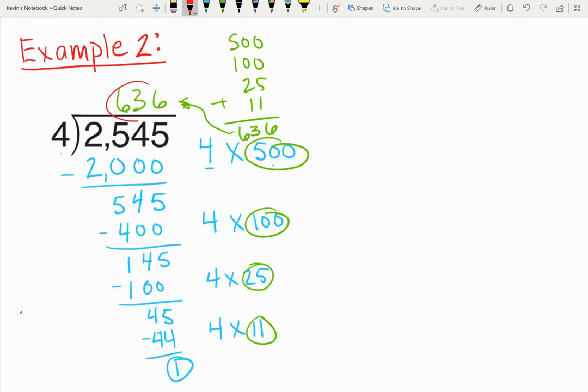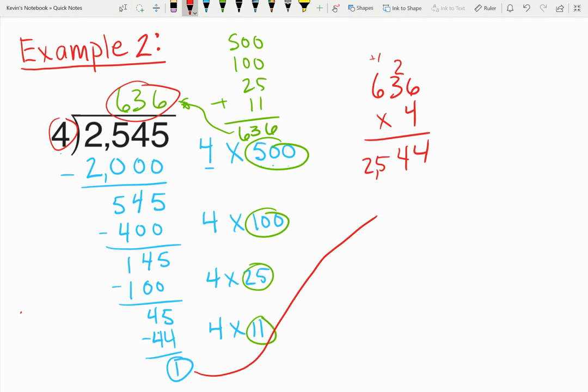So I'm going to multiply 636 times 4. We know 6 times 4 is 24. 3 times 4 is 12, plus 2, 14. Carry the 1. 6 times 4 is 24, plus the 1 is 25. So we have 2,544.